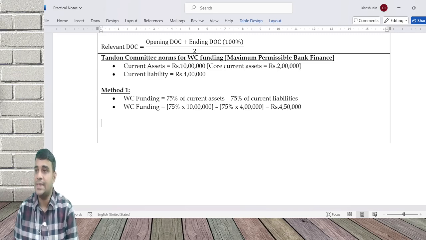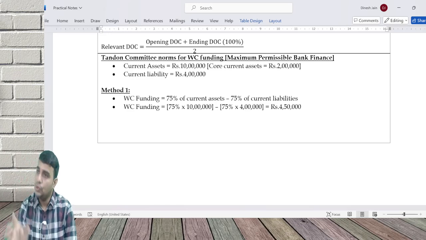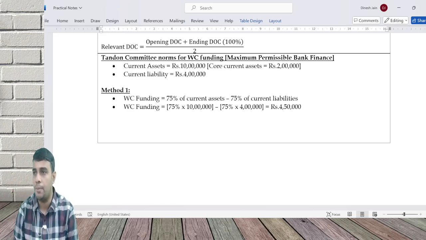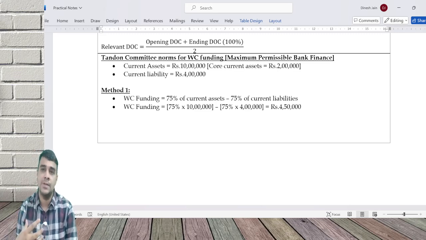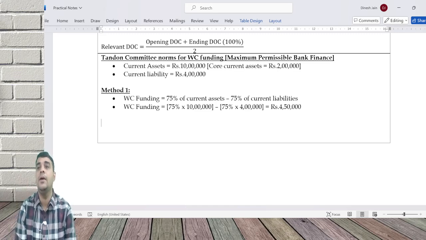Now, let's understand why 75%. What the bank is saying is, when you need money, you also put some money from your pocket. For example, I'm running a business. If the entire money is given by a bank, I am not that worried if the business fails. No loss for me. Every rupee is contributed by the bank. Bank will say, I will not give full money. You also put some money from your pocket.